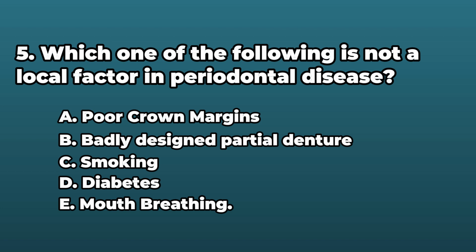Smoking and diabetes is definitely not a local factor, whereas you could argue that smoking is a local factor, particularly for periodontal disease. You know, it's a local impact it has on the gums themselves. So for this question, I would say that D is the right answer.